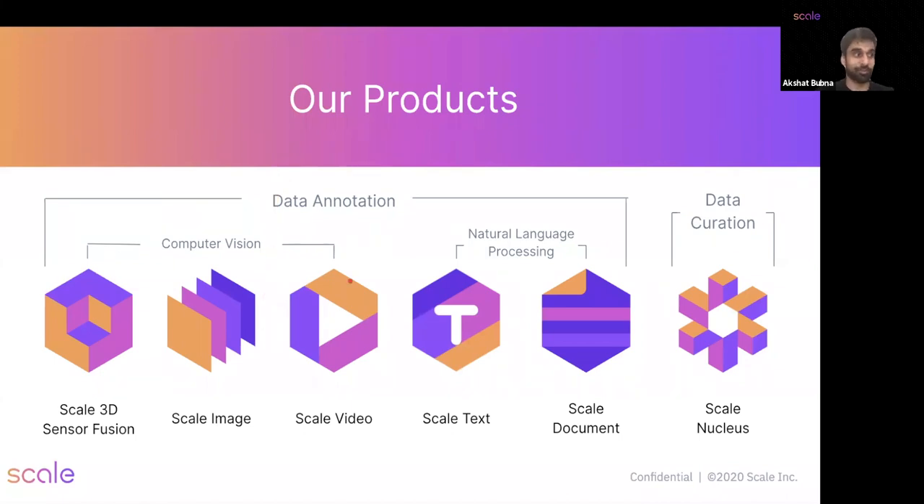So to enable ML teams to make faster progress, we began with making data annotation products. Today we have a whole suite of them, from perception to NLP use cases. Some use cases we're really focused on today are on the perception side, where we work a lot with AV teams, robotics, AR, VR, and on NLP, we've been working on document transcription, question answering, classification, and search relevance. We also recently launched our first data curation product called Scale Nucleus, which allows ML engineers to understand and really dig into the data they have.